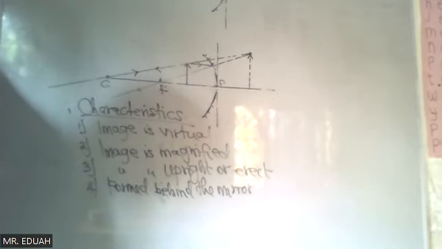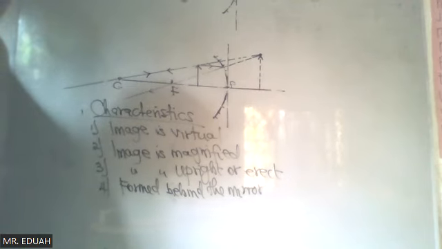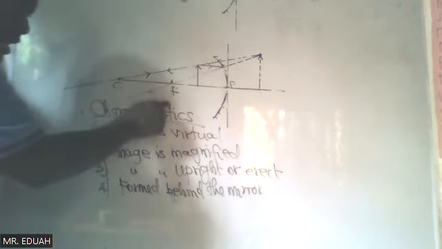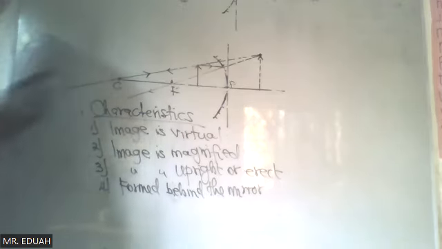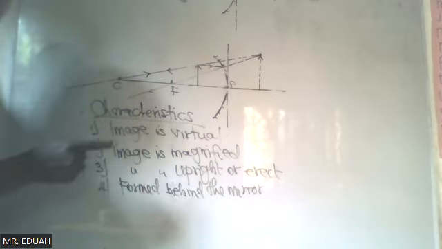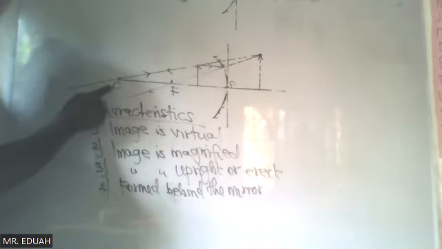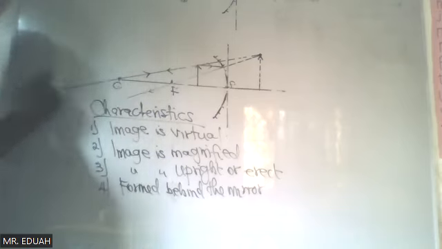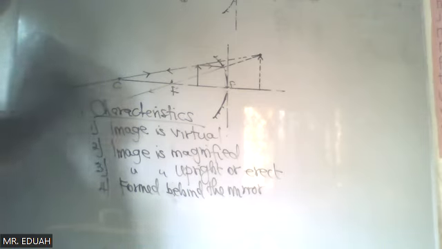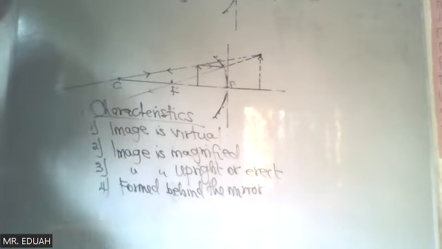Okay, I think the image will be upright. No. Between C and F, one, the image is real. All real images are inverted, so it will be inverted. It will be magnified, as you said, and will be formed behind C, between infinity and C.